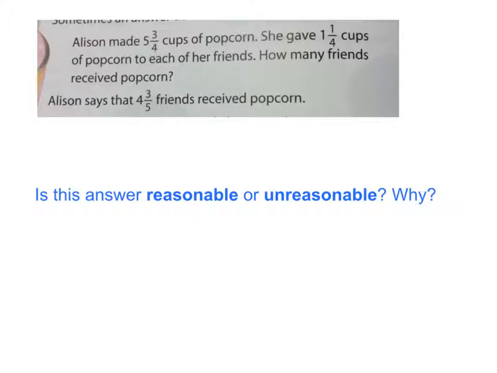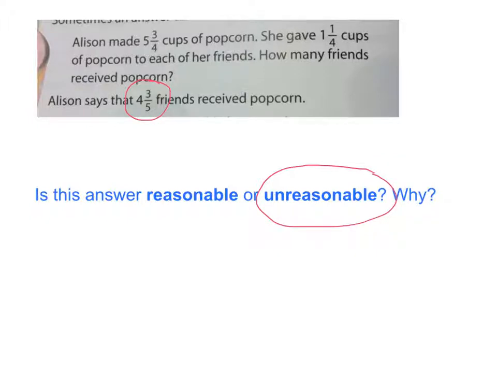I hear some laughing. What's so funny? Satvika? It's unreasonable, because if you use common sense, you can't split a friend into 3. Can I have 4 3/5 friends eat popcorn? Can you have 3/5 of a friend?